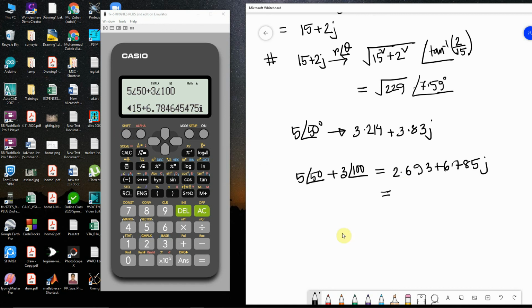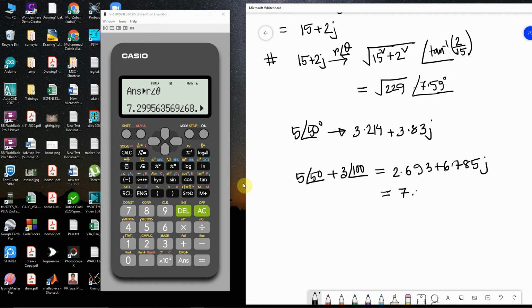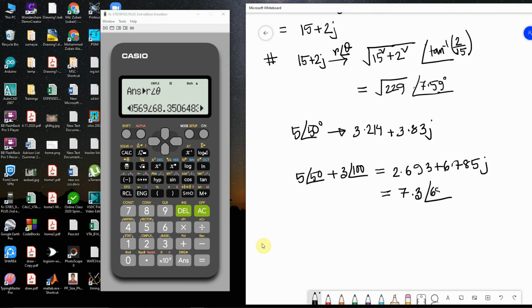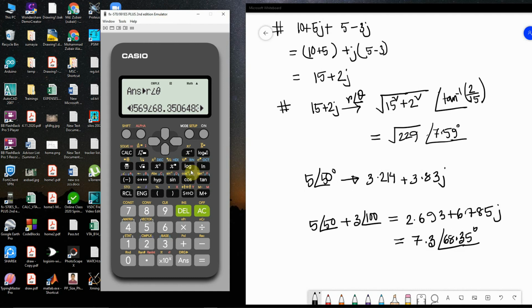Now let's try to switch the format to polar by selecting the conversion. Okay, now let's press equals, and then you have your answer. Roughly about 7.3, at the angle of, you see this angle sign right here, 68 point, let's say 35, 68.3. So this is the procedure to use the calculator for the purpose of complex number calculation. Thank you.